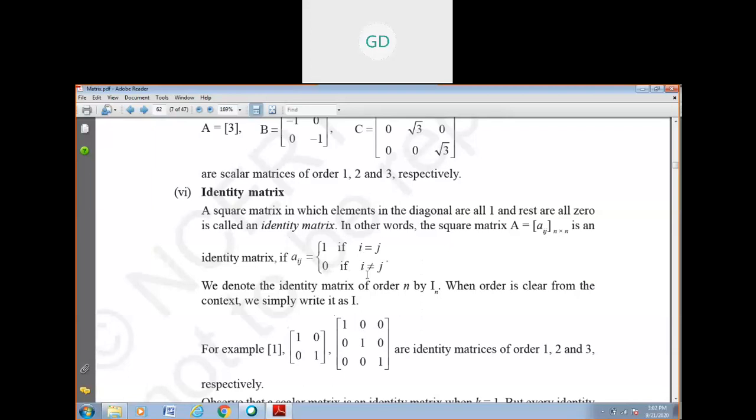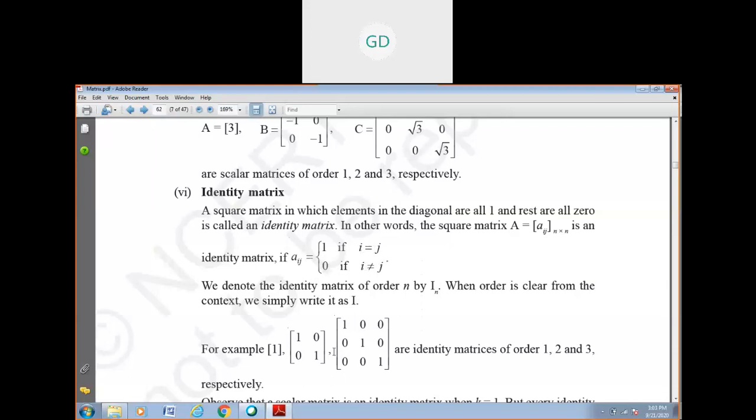That means if i is equal to j, that means the column position and row position are the same, that element will be 1. And if the column position and row position are not equal, then that element will be 0. So this gives the identity matrix of any order.